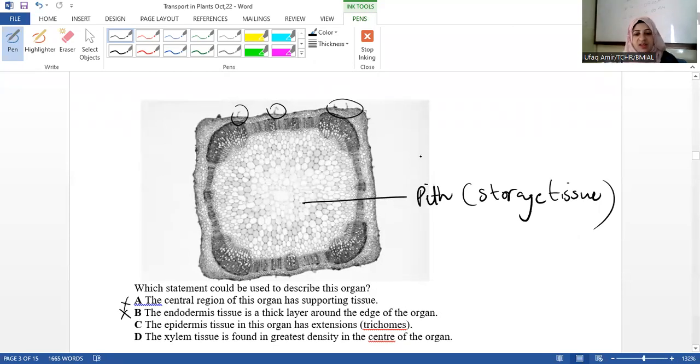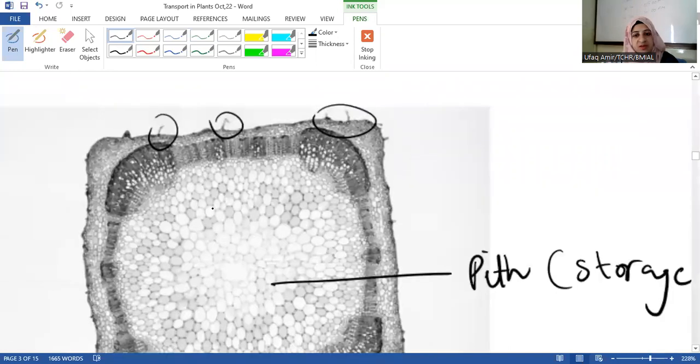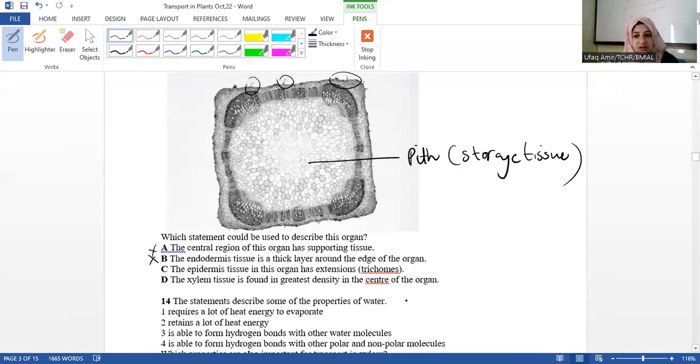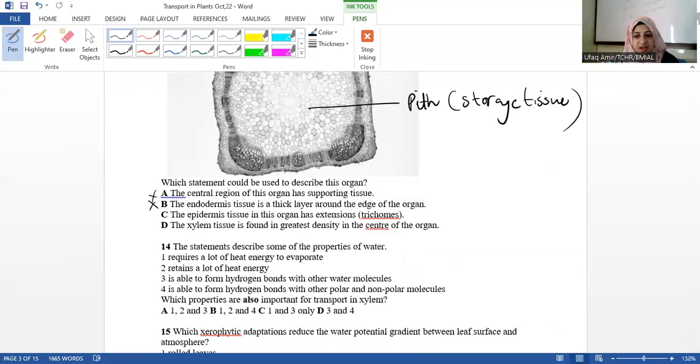Epidermis tissue in this organ has extensions called trichomes. You can see these trichomes. Trichomes are here. This seems to be correct.